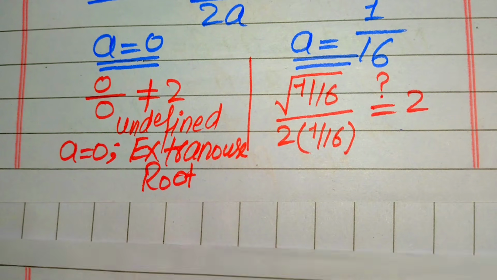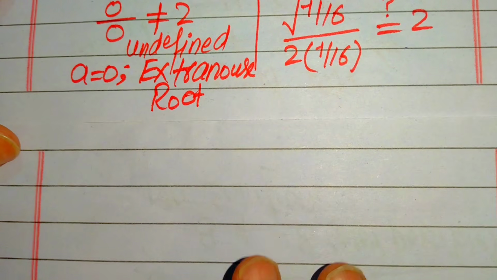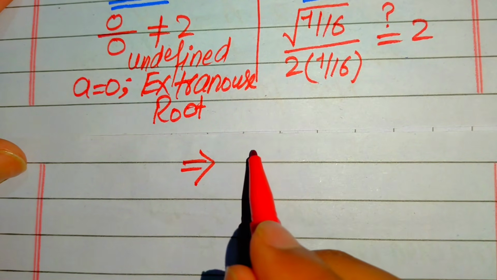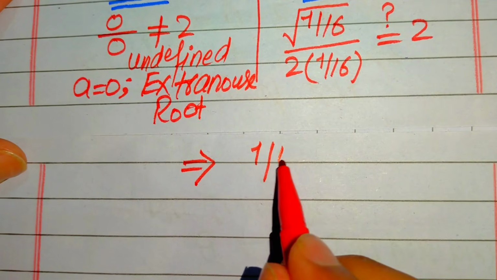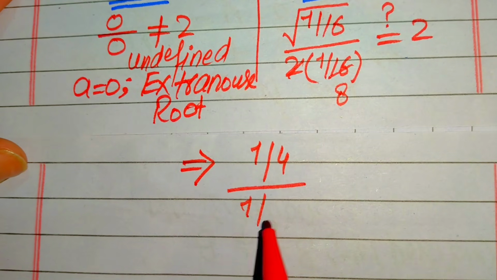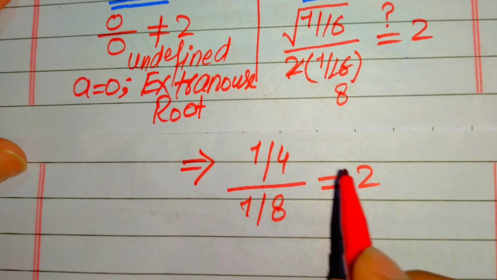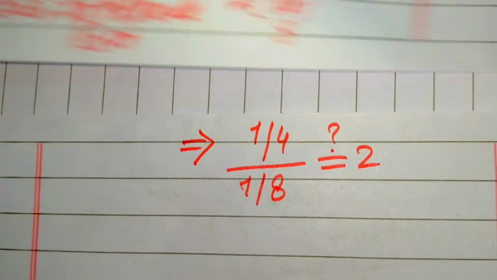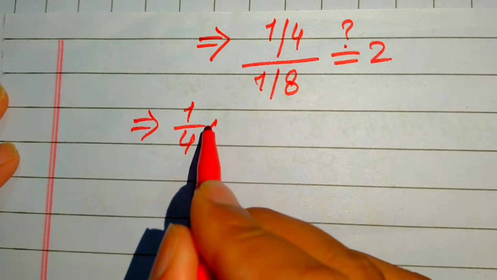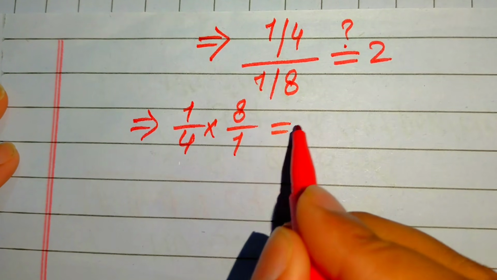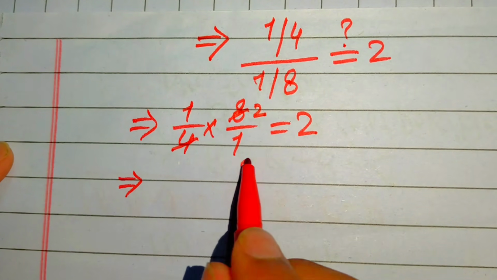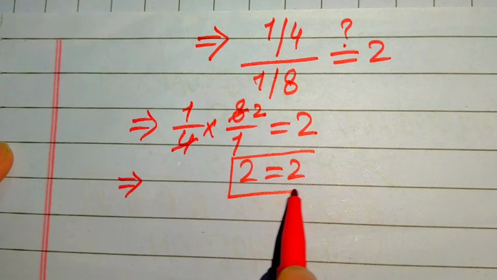we need more simplifications here. Here you very well know that the square root of 1 becomes 1 and the square root of 16 becomes 4, divided by, here we have 2 times 8 becomes 16, and we get 1 divided by 8, and we check whether this equals 2 or not. So here we need a little bit more simplification, and now we rewrite this term as 1 divided by 4 multiplied by 8 divided by 1 is equal to 2, and this implies that 4 times 2 becomes 8, and we easily get here 2 equals 2.